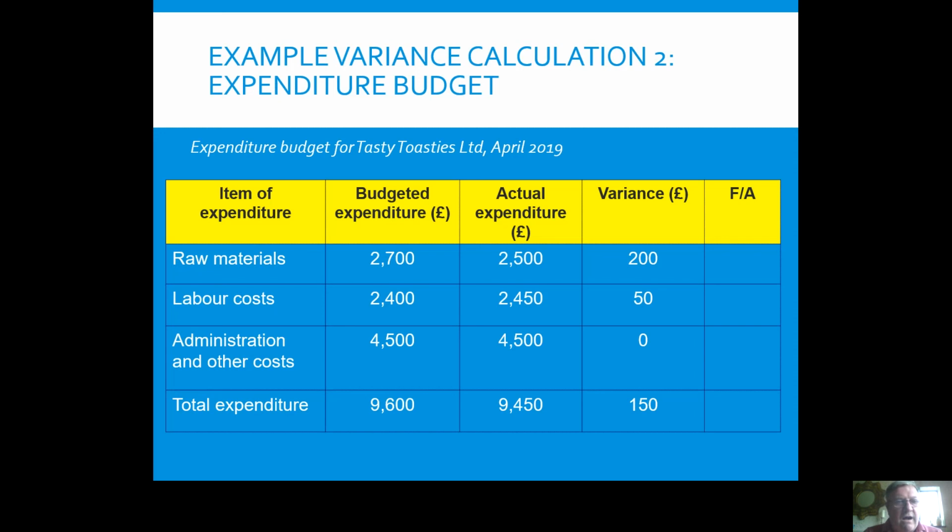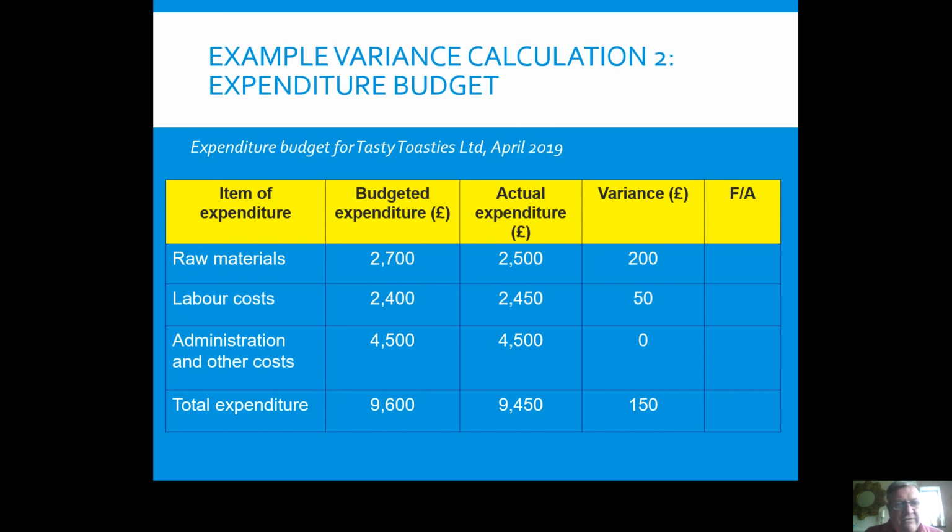Then we looked at our labour costs, salaries. We thought we'd spend 2,400. We actually spent 2,450. So that's a variance of 50. Is it favourable or adverse to have spent more than we planned? Our admin and our other costs were exactly as we forecast they were. Maybe it was rent for the shop, which is the same every month or every year. Tell me if that's favourable or adverse.